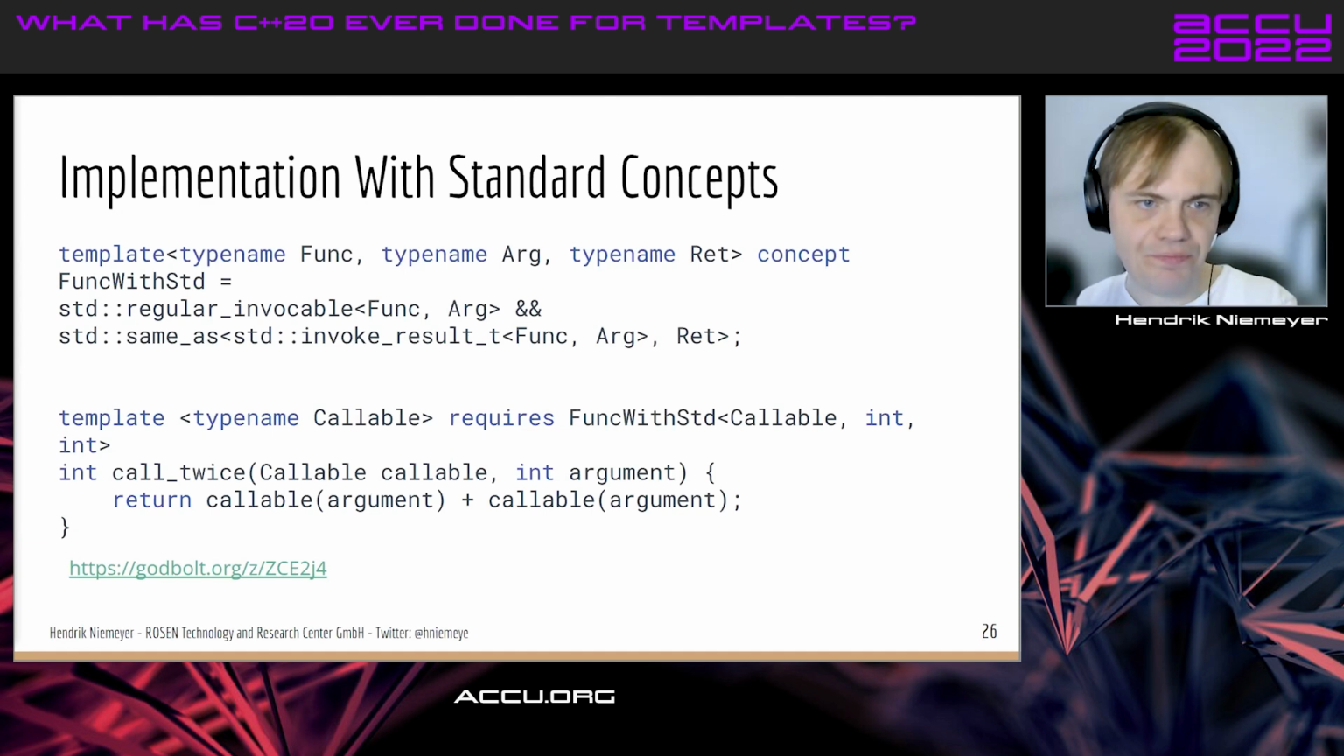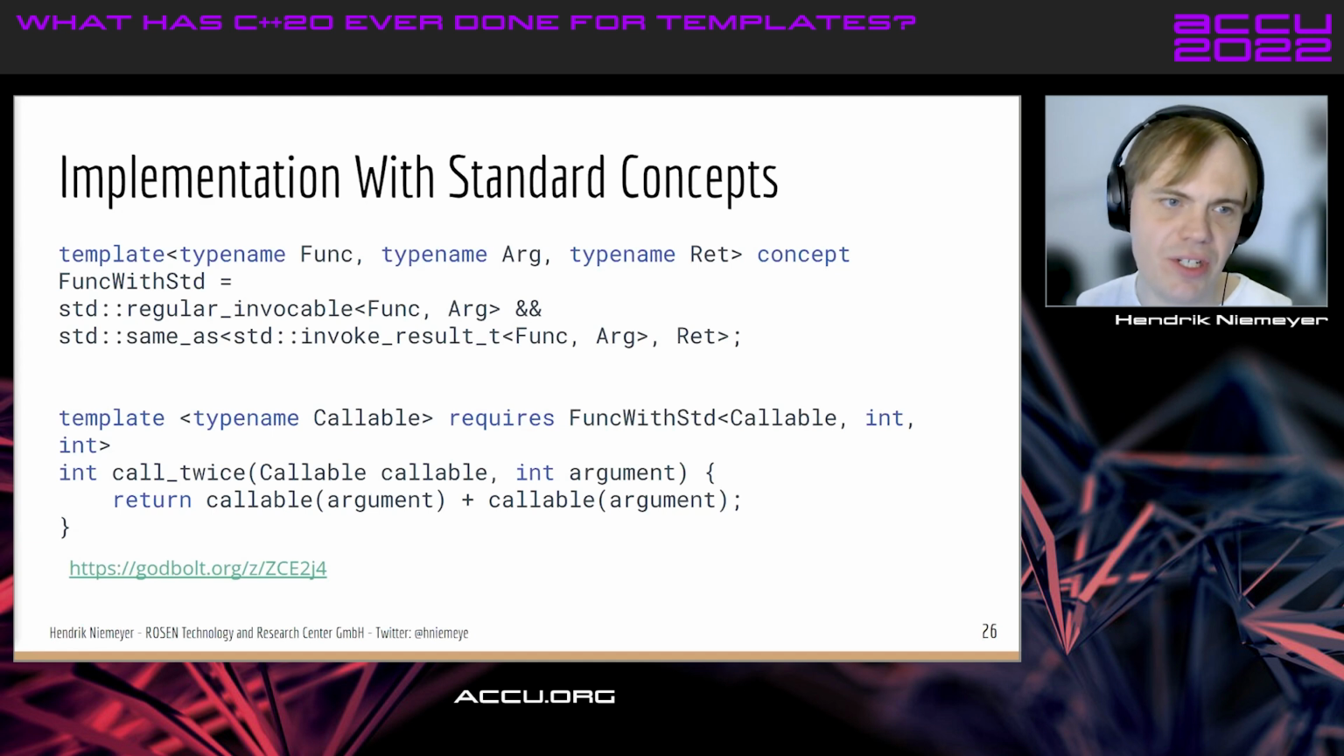If we have a look now at our call twice function again, it's a function template with a callable. Now we have a requires clause, and we require a concept called func with std, which takes the callable template parameter and 2 ints. This is our requires clause. Now we have to look at how this concept works. Here we have a concept with 3 template parameters, func, arg, and ret. And it consists of two parts.